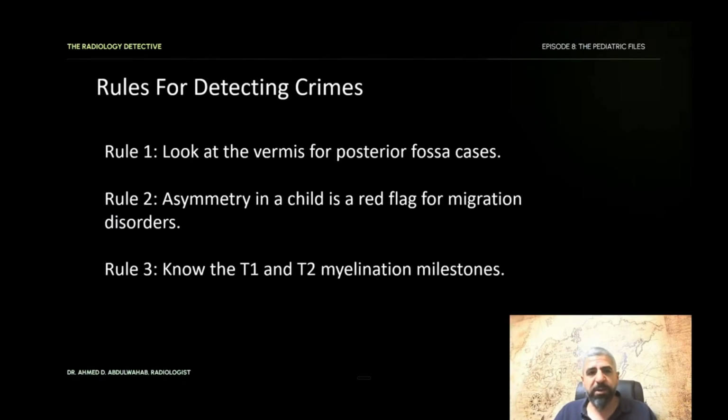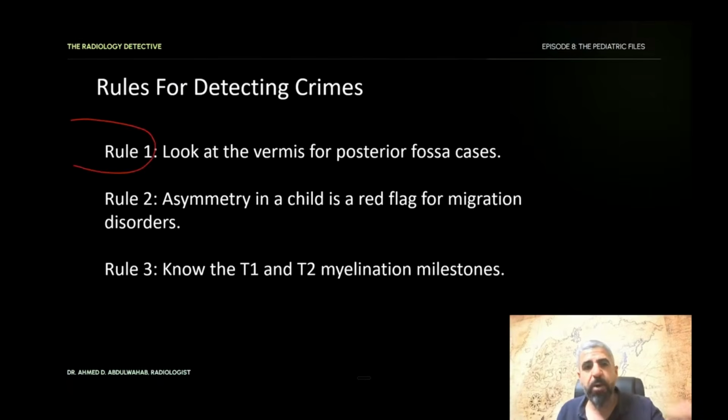Now, the rules for detecting a crime. Rule number 1, look at the vermis for posterior fossa cases. Rule number 2, asymmetry in a child is a red flag for migrational disorders. And rule number 3, know the T1 and the T2 myelination milestones. If you don't know what's normal for a 6-month-old child or infant, you'll misdiagnose a healthy baby as sick. So you have to know these.